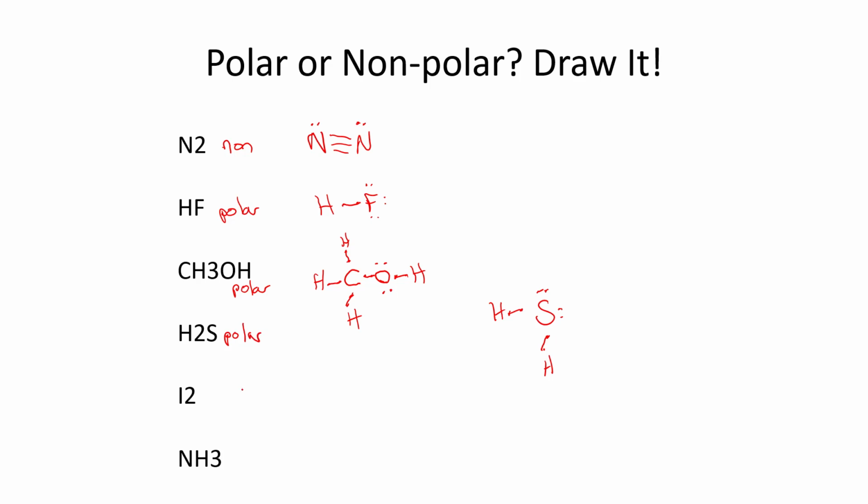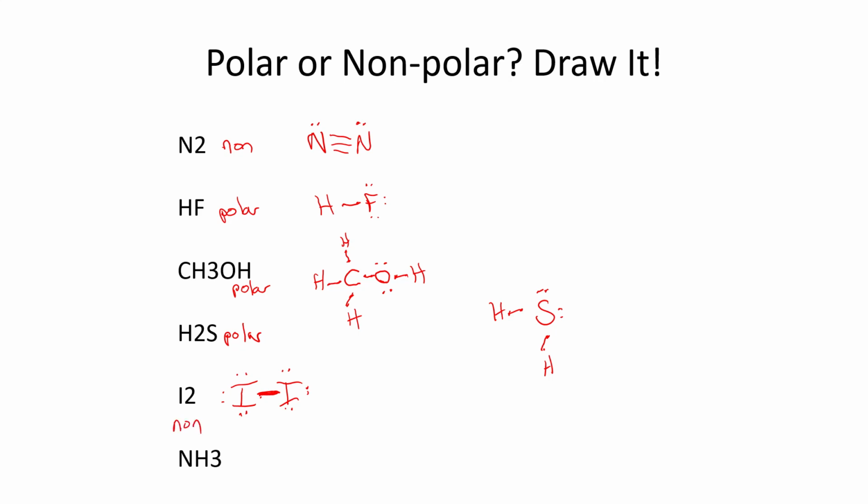I2, we had this example earlier. I has 7 valence electrons bonded to another I with 7 valence electrons. And then we connect the dots in the middle. This is nonpolar.